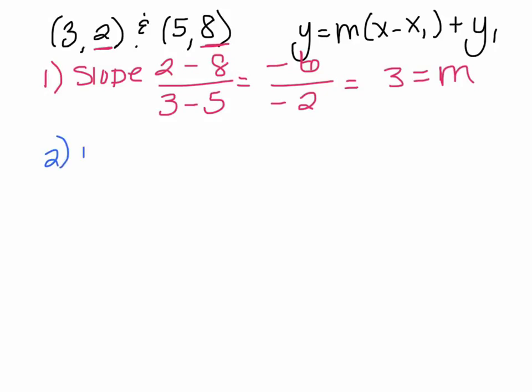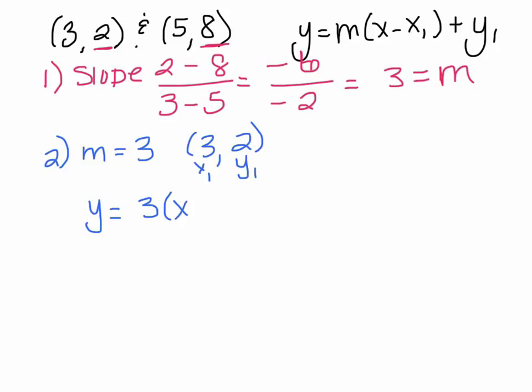Step 2, we're going to take the slope and a point. You get to choose which point. I'm just going to choose the first one. A lot of times I choose the one that has the least amount of negatives. So here's my x1 and here's my y1. So let's plug it in. y equals the slope, which is 3, (x minus the x value, which is 3), plus the y value.